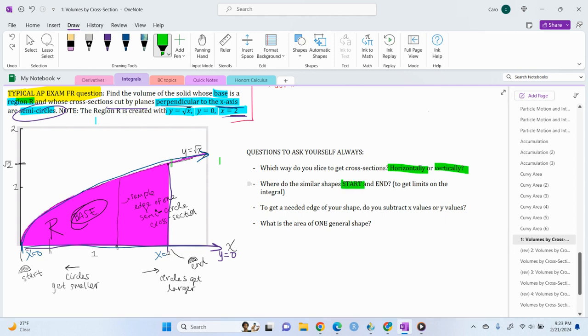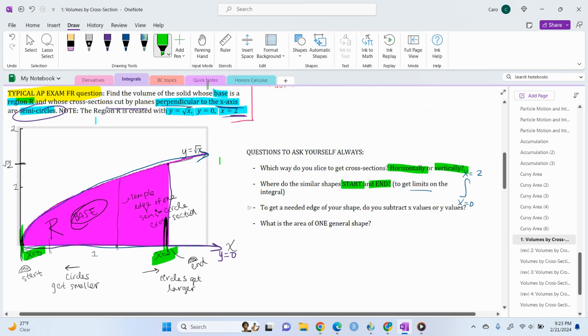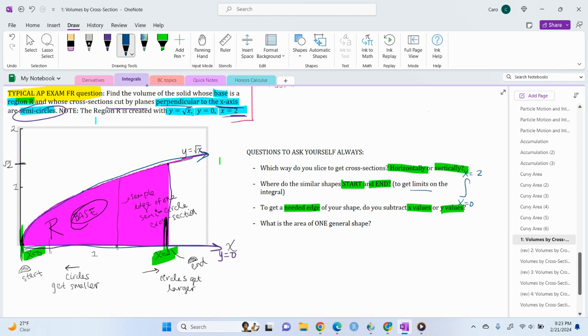Where do the shapes start and where do they end? In this case, we're chopping from 0 to 2. That's going to tell you the limits, or the bounds, of your integral. So in this case, it would be from x equals 0 to x equals 2. Another thing: in order to get the needed edge of your shape, do you subtract x values or y values? So think about the distance between two points.